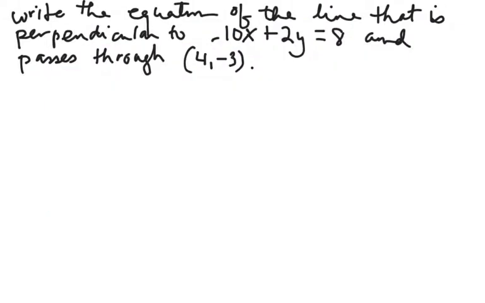All right, this problem says write the equation of the line that is perpendicular to negative 10x plus 2y equals 8 and passes through 4, negative 3. So again, we're going to break this up into 2 pieces and think about it separately. So I'm going to put in a box this first piece of information. Our line is perpendicular to the line negative 10x plus 2y equals 8. It's the only thing we're going to think about right now. It's perpendicular to that line.